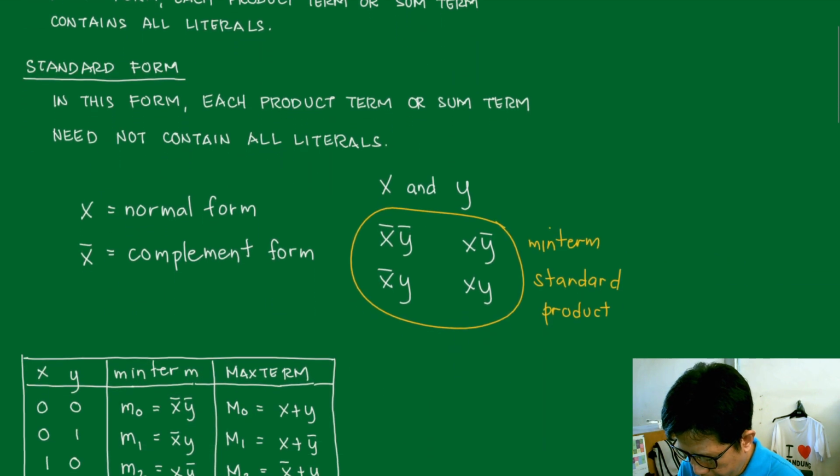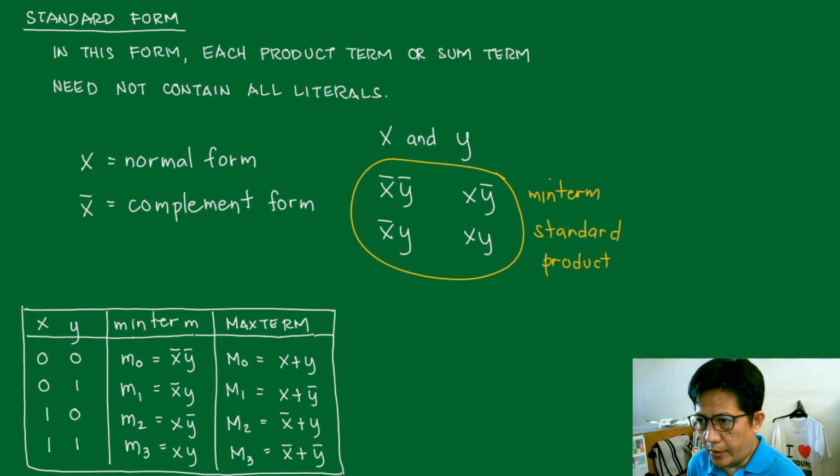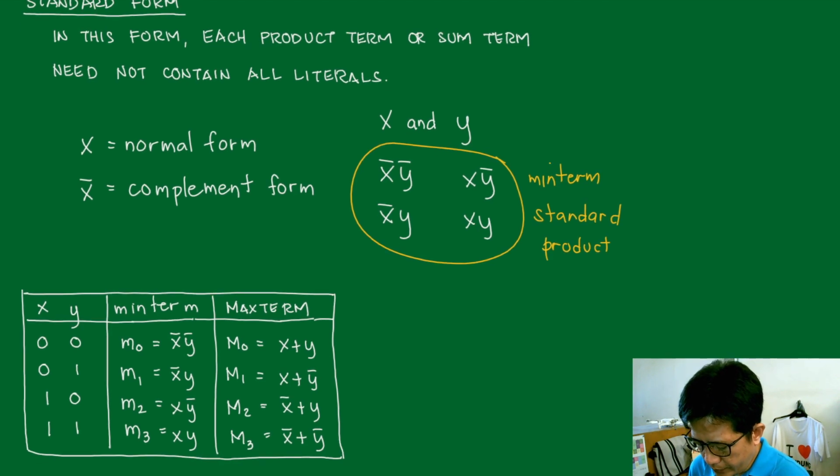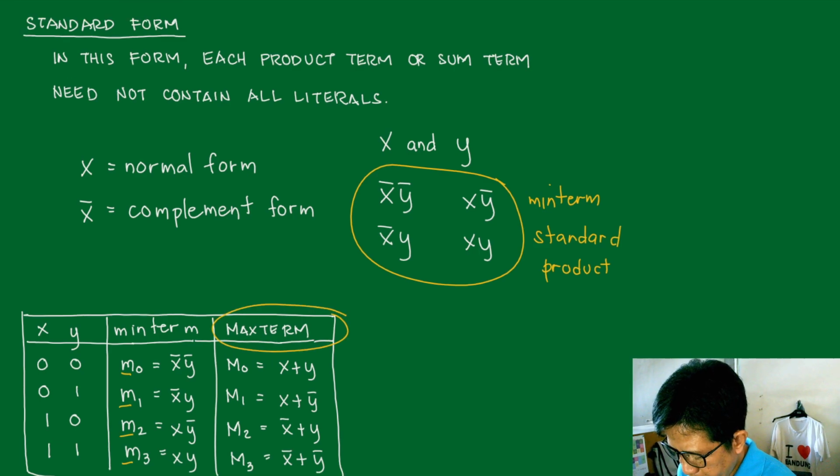An equivalent truth table is presented below. So we have the min term designated by lowercase m and their subscript representing the sequence for the possible combinations of x and y. Also, we have the equivalent max term, which is also known as standard sums.